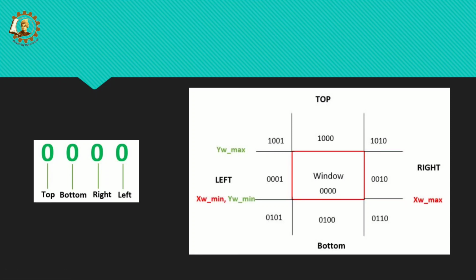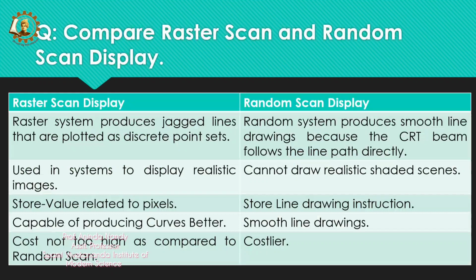If some objects are below that particular window, then the second bit is 1. If some object is on the right side of that window, then the third value is 1. And if the fourth value is 1, then that particular object is on the left side of the visible portion of the window. Okay, so that's how we determine the Cohen-Sutherland algorithm using binary codes.